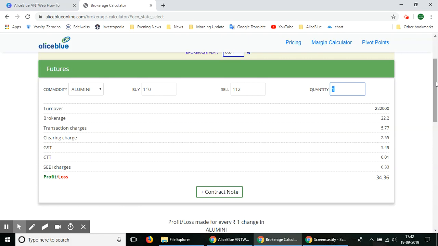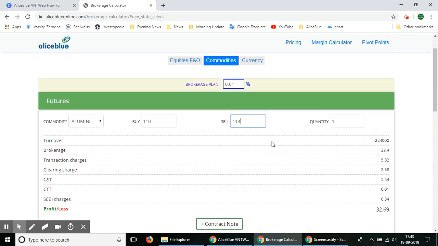So let's try changing this with quantity. Even with a quantity increase, we can see that it is still negative. So let's say if we sold it at a higher price, would that change? Apparently not.